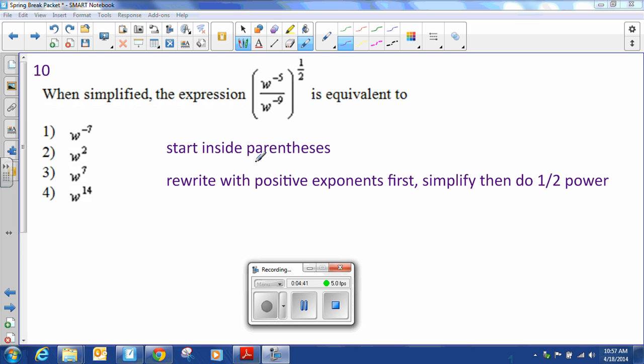Number 10, you always want to start inside the parentheses when you are simplifying an expression. Then you want to rewrite any negative exponents with positive exponents, which means you'll have to reciprocate and then change to positive. And then the very last thing is the outer exponent, which is the 1/2 power, which is really square root.